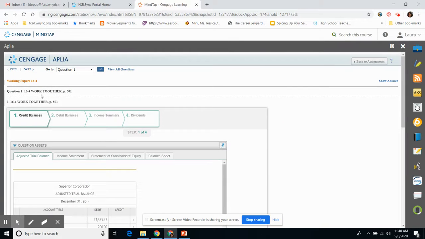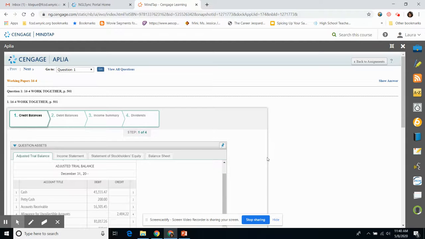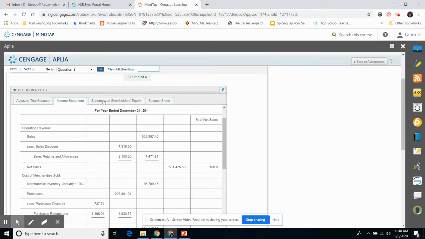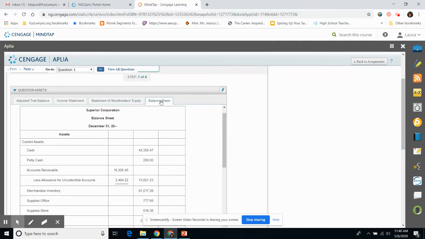So here is the 16-4 work together. We're going to start with step 1. There's 4 steps. These are the 4 closing entries right here. The first one is credit balances. So remember, we have the adjusted trial balance, we have the income statement, we have the statement of stockholders' equity, and the balance sheet.